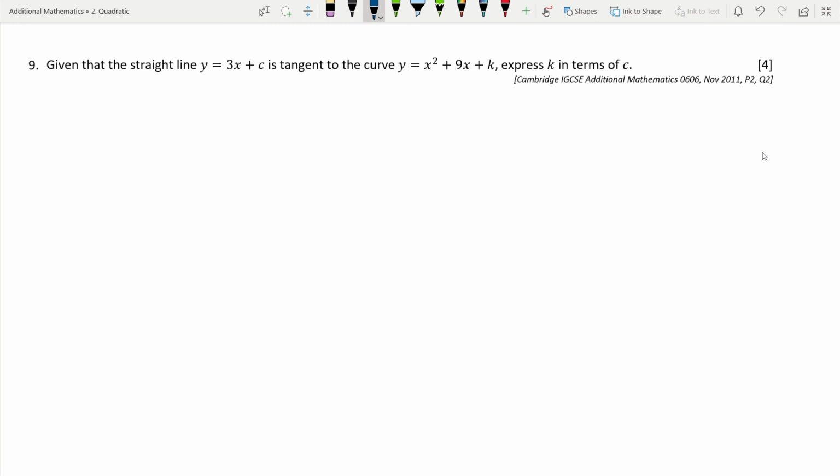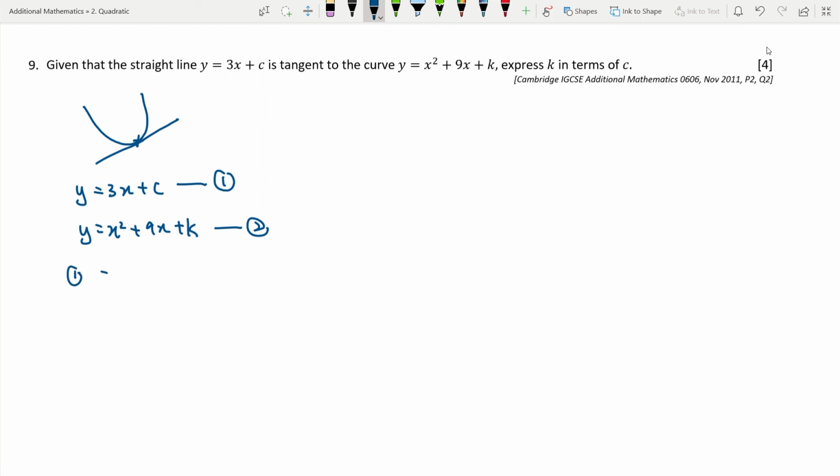First, let's have some idea how it looks like. We have a curve and a straight line that is tangent to the curve. The straight line is y is equal to 3x plus c, and the curve is y is equal to x squared plus 9x plus k. Similar to question 8, we need to solve for these simultaneous equations. We let the straight line equation be equation 1 and the curve equation be equation 2. Equation 1 is equal to equation 2.